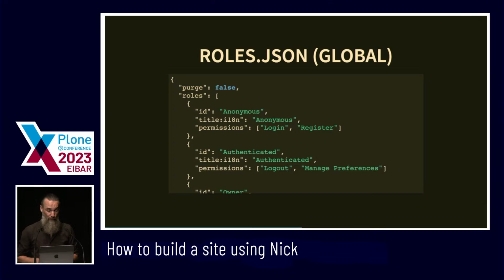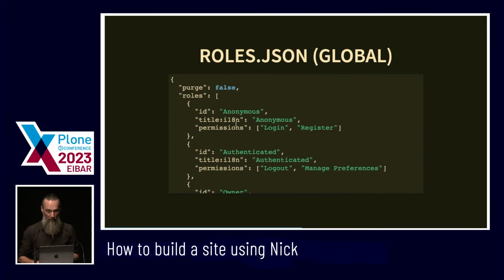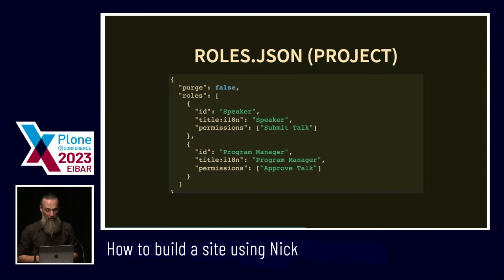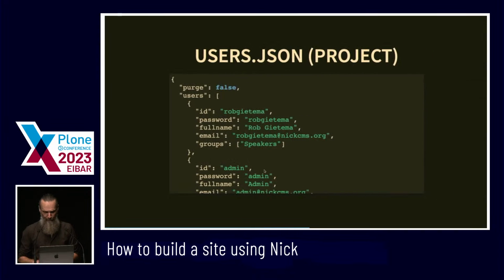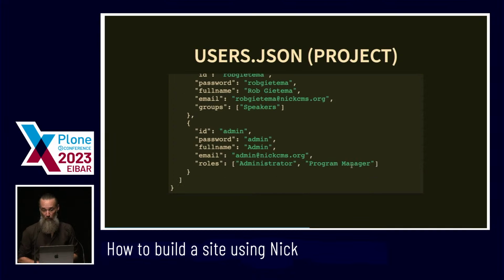We will have roles. By default, we have anonymous, authenticated, owner, reviewer, administrator. Those are already there by default. You can obviously remove or add or whatever with them. And you can add new roles in your own projects. So add a speaker or a program manager in this case, and I give them the permission: submit talk for the speaker and approve talk for the program manager. I can add some initial users, so I add myself as a speaker, and there's an admin user, which is also a program manager in this case.